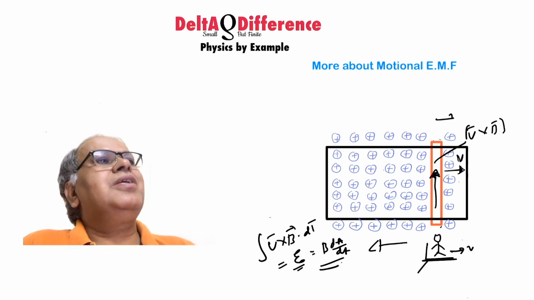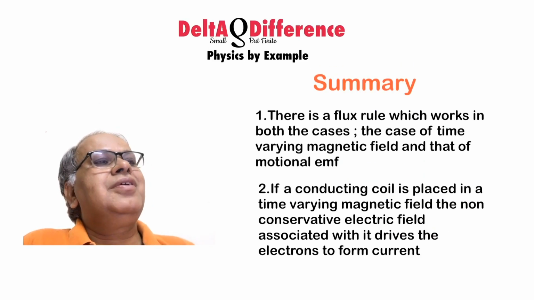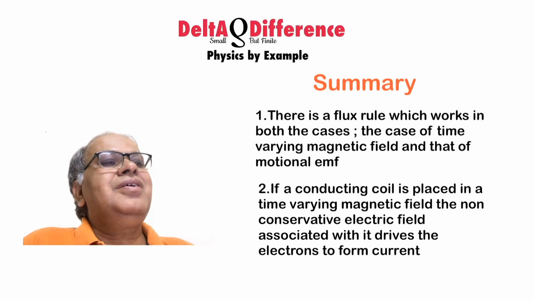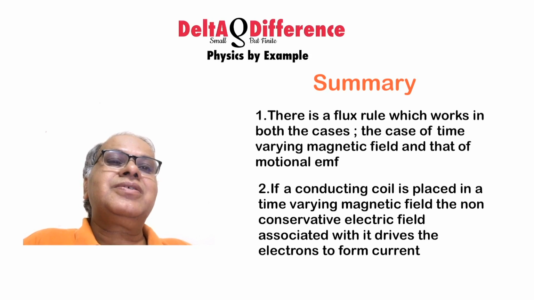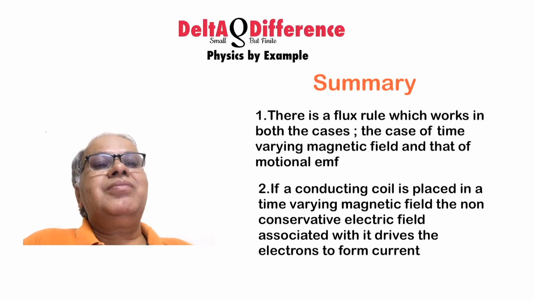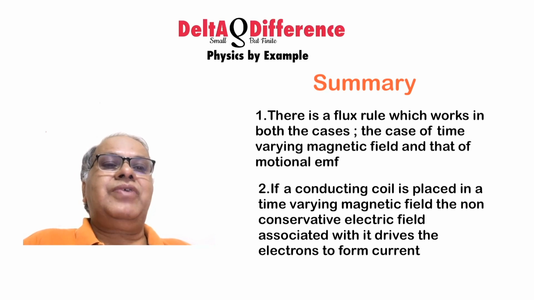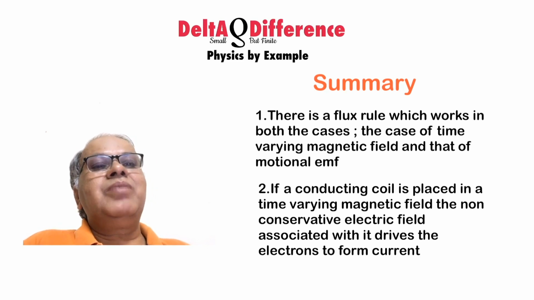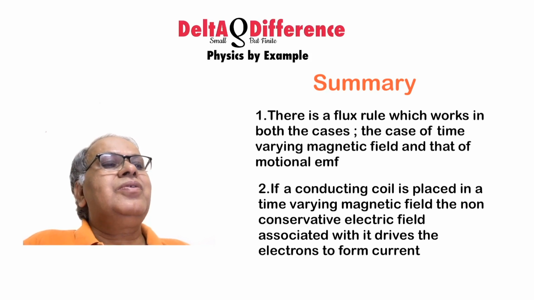The flux rule is basically an experimental rule which works in whatever case of electromagnetic induction. That is, in the case of a time varying magnetic field it applies, and in the case of motional EMF also it works. But we won't rest there, because though you are watching that EMF being induced, you would like to know the reason for it. So we are trying to explain the meaning of that A dB by dt and B dA by dt. In doing so, we came across a few experiments and examples.